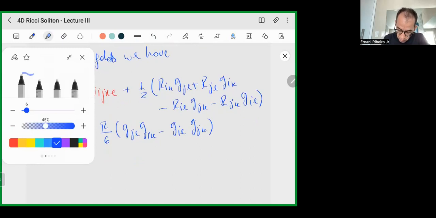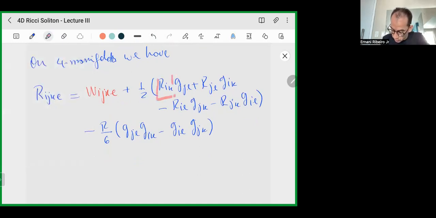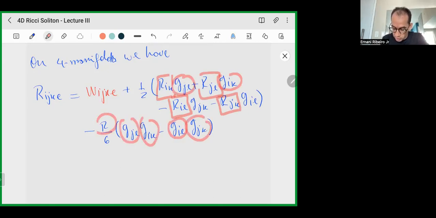This term here is the Ricci curvature because I have the scalar, the R, we have two indices. And these are the metric, okay? All of these are the metric. This R without indices is the scalar curvature.